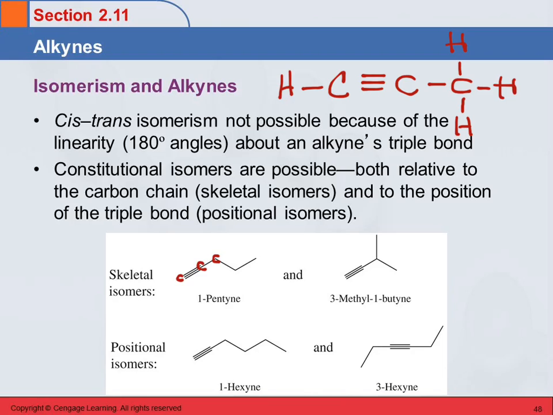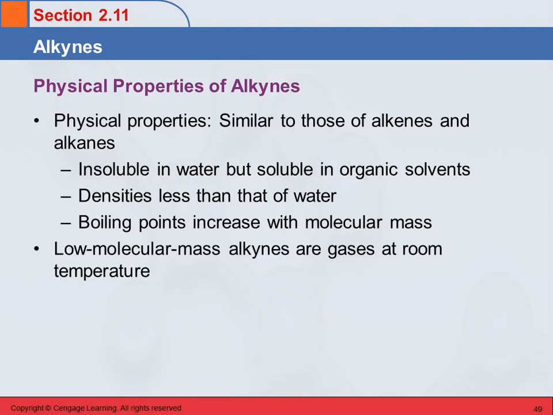So we can have isomers based on how they're connected and where the triple bond is. Physical properties are going to be very similar to those of the alkenes and the alkanes. They're generally insoluble in water, soluble in organic solvents. Their densities are less than water, and their boiling points increase with molecular mass. The low molecular mass alkynes, the smaller ones, are gases at room temperature. Then as they get bigger, they become liquids and eventually solids.